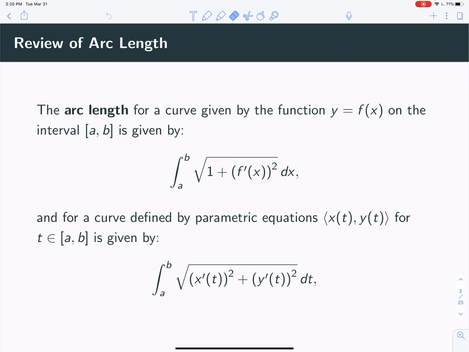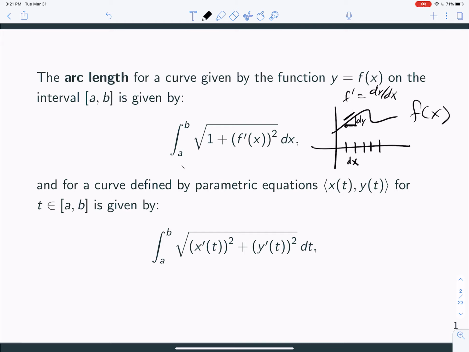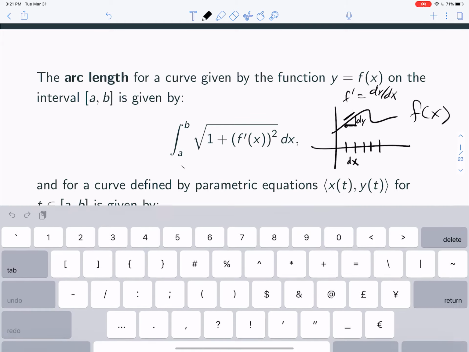You might remember that arc length for a curve is given by this integral. And if you want to remember where that comes from, if you have a graph of some function f of x, then you could chop that graph up into little lengths. Maybe you'd call those dx, and there would be a certain change in x there and a certain change in y. And it turns out that the slope, the derivative, f prime, is equal to dy over dx, at least instantaneously.